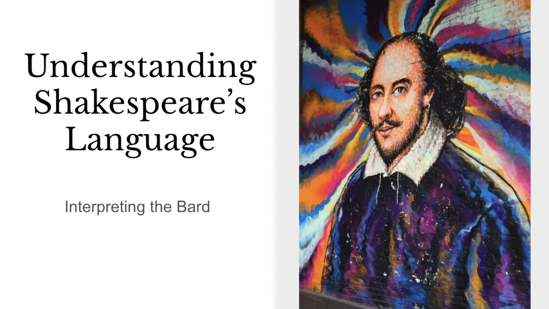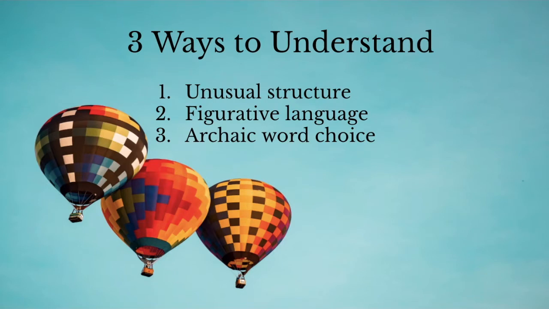So before we start reading Shakespeare, we need to have a basic understanding of his language. That way, when we are reading the play, we can better interpret what he is saying. There's three basic ways to understand Shakespeare's language. First is his unusual structure. He structures his words, his sentences, and uses his language differently than we do now.